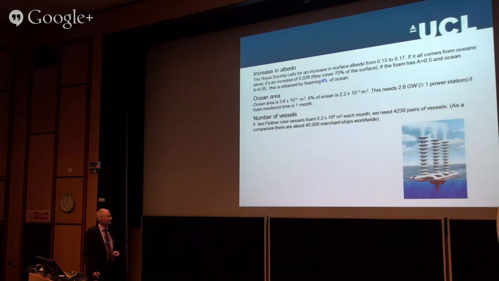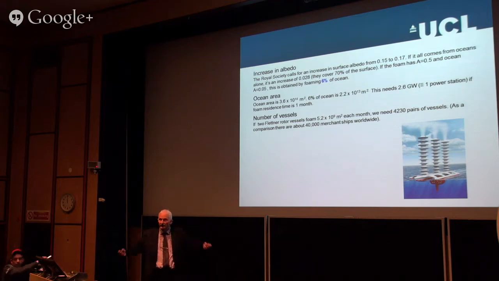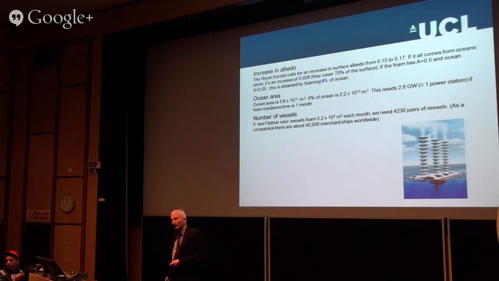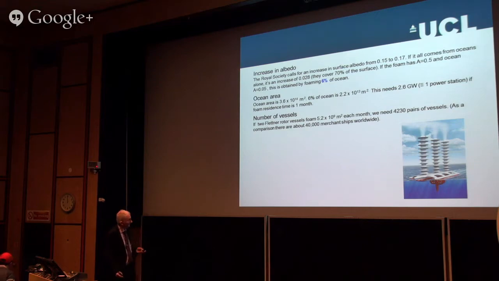So, if the Royal Society wants an increase in surface albedo from 0.15 to 0.17, if it all comes from the ocean foam, and it's absurd to consider the possibility that the entire intention of 250 years of deliberate geoengineering climate upwards was the positive forcing by the enthusiastic fossil fuel burners should be remediated by one single intervention, but let's suppose it was, then we need to have something like 2.6 gigawatts, a small power station, and that energy has to be drawn from wind and wave.